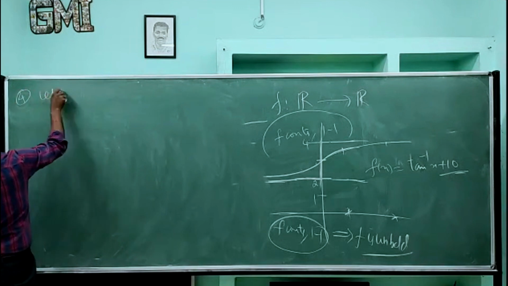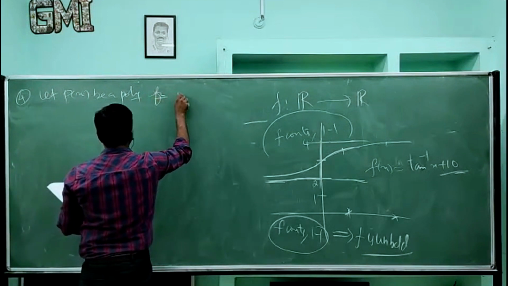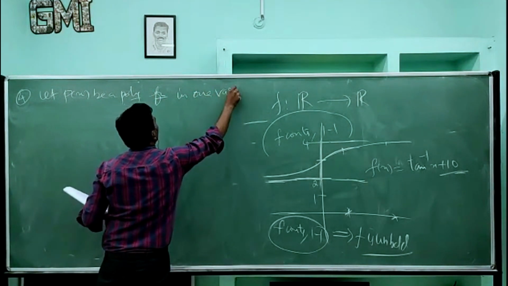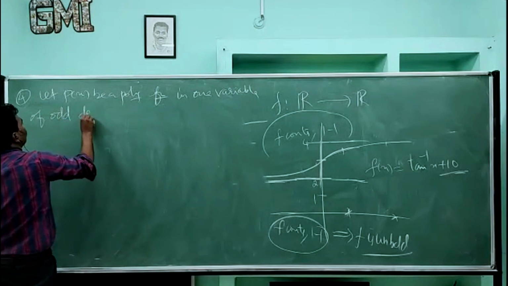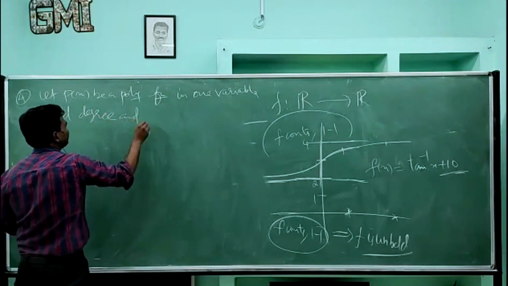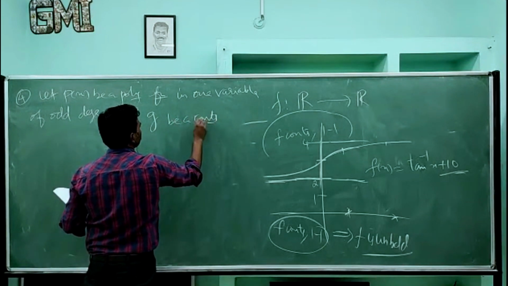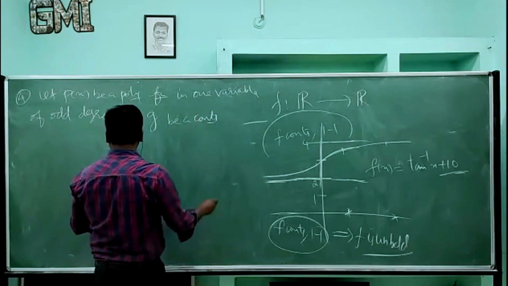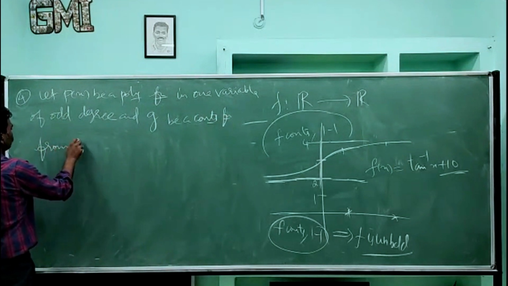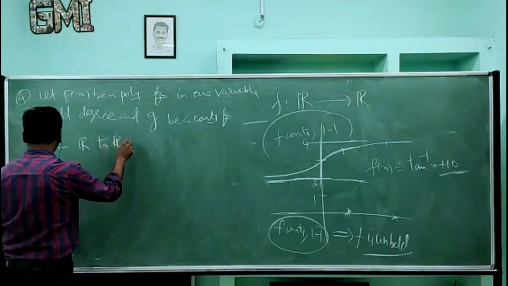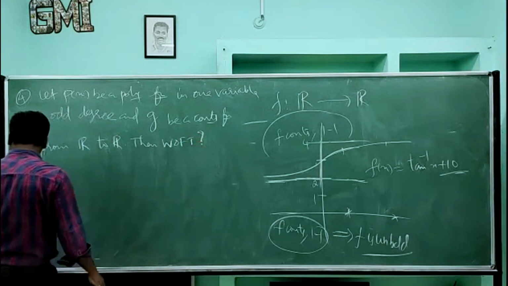So fourth one, let P of x be a polynomial function in one variable of odd degree, and G be a continuous function from R to R. Then which of the following are true?